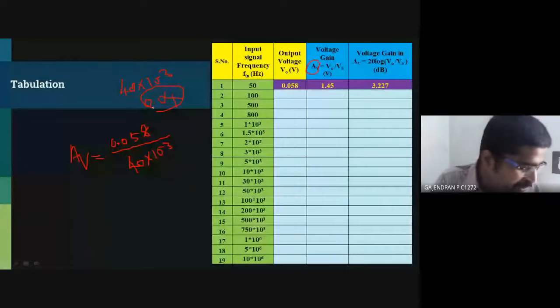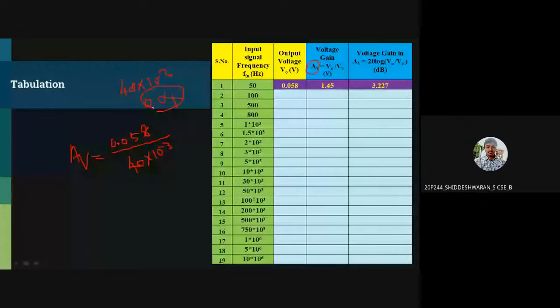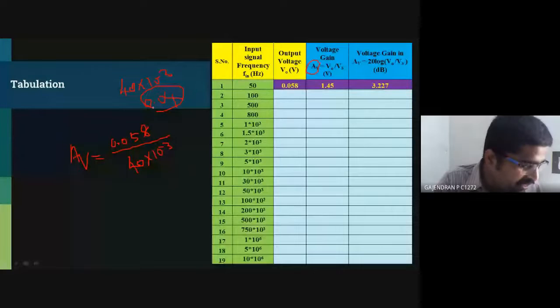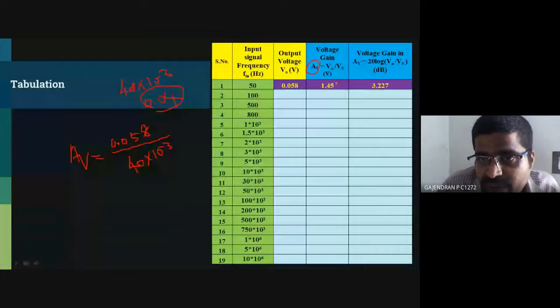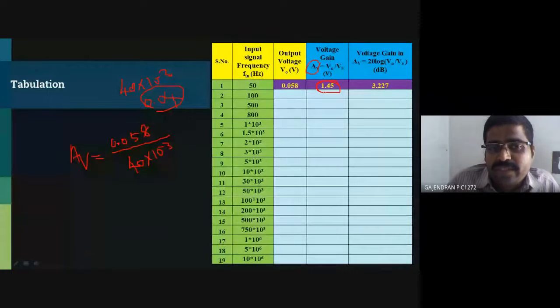Output voltage divided by input voltage. Tell me, how much are you getting, sir? 1.45, sir. Are you getting 1.45? Yes, that's all.